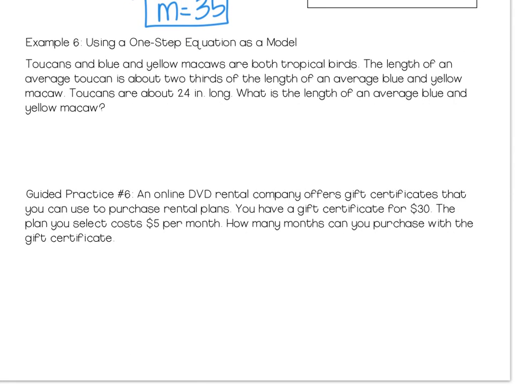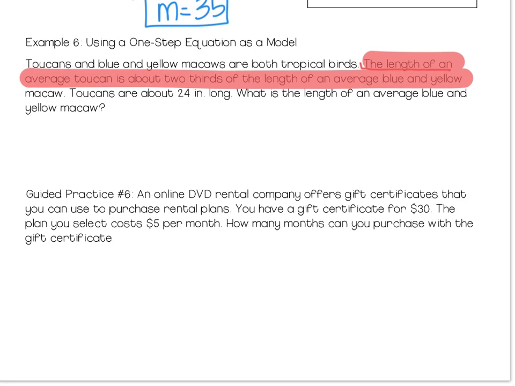Example 6. Toucans and blue and yellow macaws are both tropical birds. The length of an average toucan is about 2/3 of the length of an average blue and yellow macaw. Toucans are about 24 inches long. What is the length of an average blue and yellow macaw? The sentence we really want to pay attention to is here, because that sounds to me like your equation. The length of an average toucan is 2/3 of the length of an average blue and yellow macaw. So I wrote the equation, T equals 2/3 m.